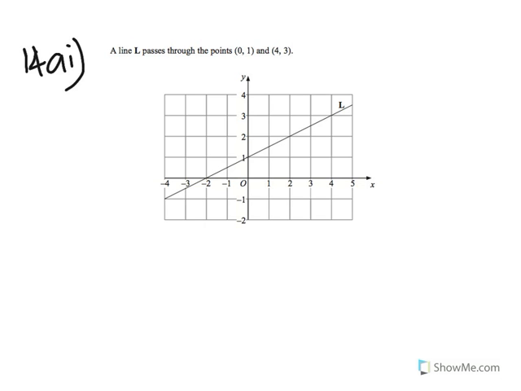Alright, so for 14, you're given a line L that passes through points (0, 1) and (4, 3). You're given a drawing of the line, and you're being asked to find the gradient of it. Now, what is gradient? The symbol is m, and it's the vertical difference of the line divided by the horizontal difference.